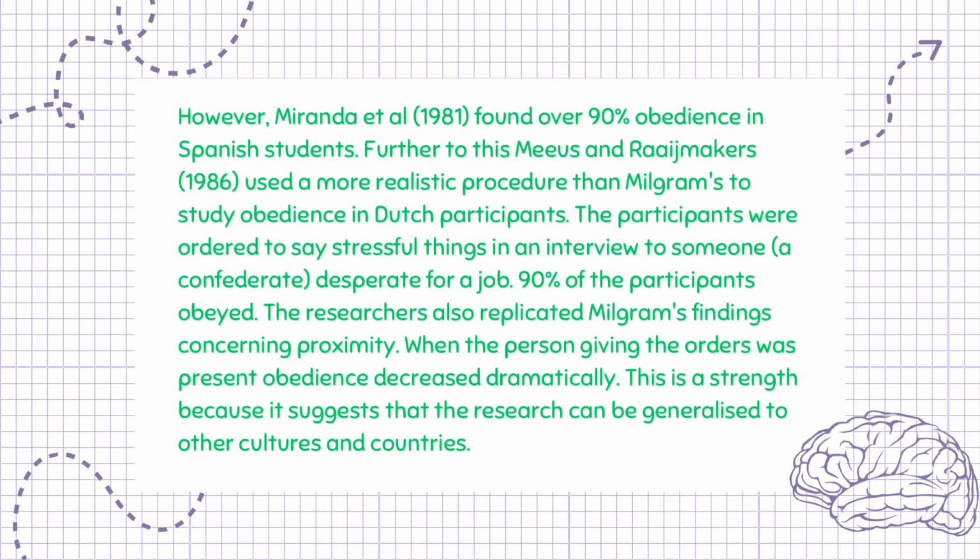However, Miranda et al., 1981, found over 90% obedience in Spanish students. Further to this, Meeus and Raaijmakers, 1986, used a more realistic procedure than Milgram's to study obedience in Dutch participants. The participants were ordered to say stressful things in an interview to someone, a confederate, desperate for a job. 90% of the participants obeyed. The researchers also replicated Milgram's findings concerning proximity. When the person giving the orders was not present, obedience decreased dramatically. This is a strength because it suggests that the research can be generalized to other cultures and countries.